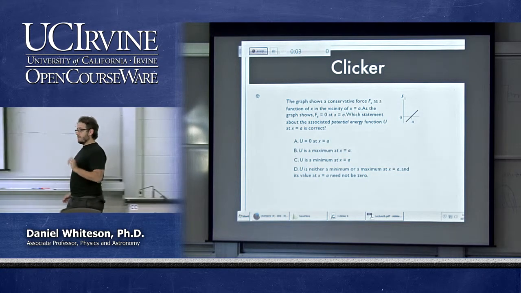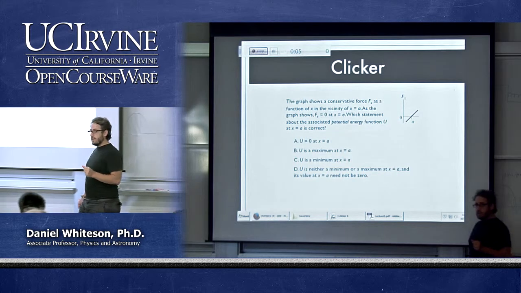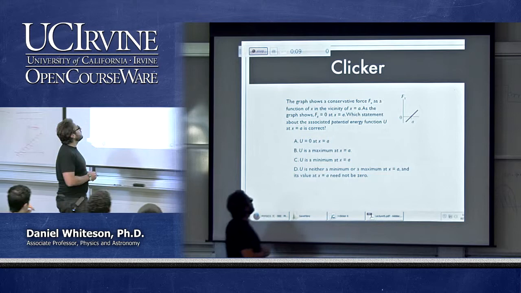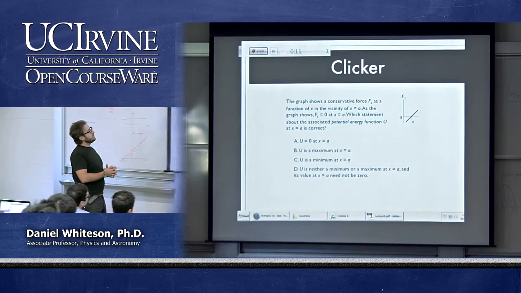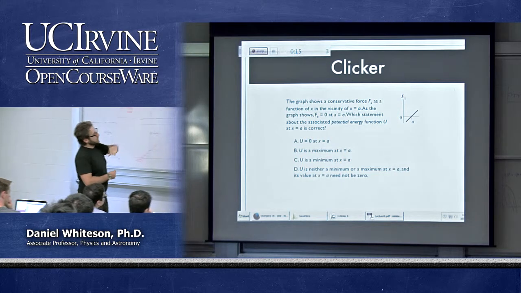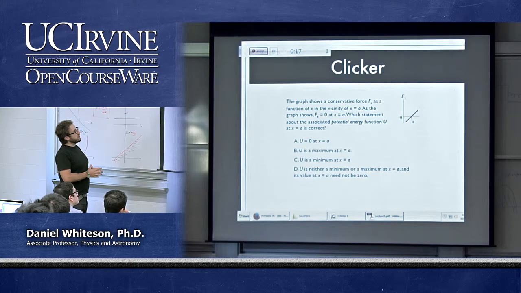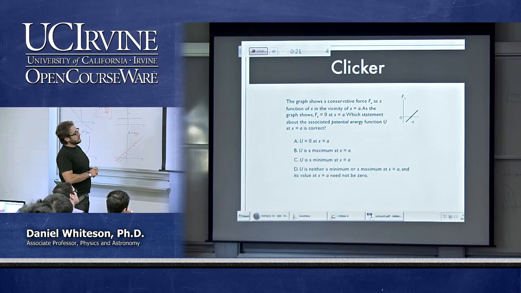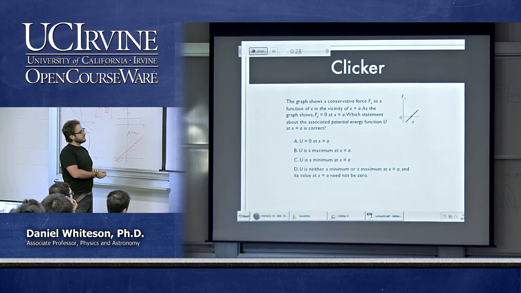Now we're looking at a force diagram. Okay, this is not a potential energy diagram, it's a force function. The graph shows a conservative force F of x as a function of x in the vicinity of x equals a. As the graph shows, F is equal to 0 at x equals a. Which statement about the potential energy function U of x is correct? Is it 0 at x equals a? Is it maximum, minimum, or D, which refuses to really say anything?